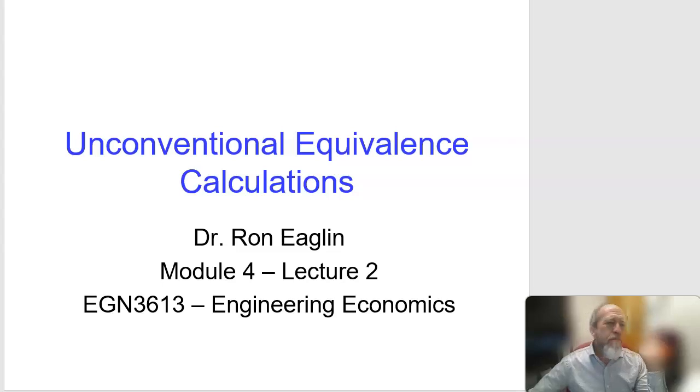We've got a few more oddball examples, unconventional equivalency calculations. Actually, I wouldn't call them unconventional. They're actually quite conventional. Essentially, they all follow the same rules. You're going to calculate an equivalency, and you're going to figure it out from there. So what are some other things that can happen?